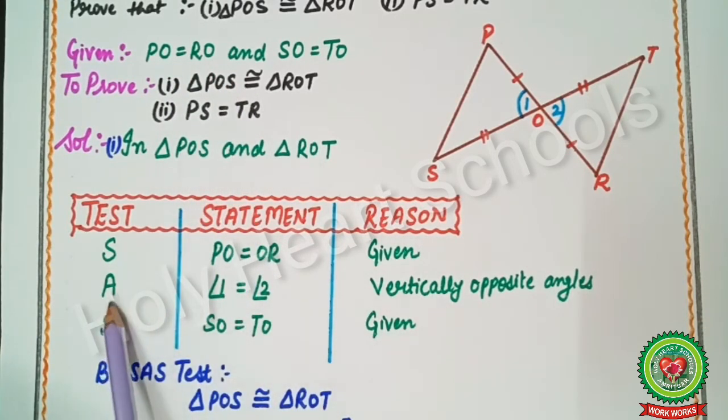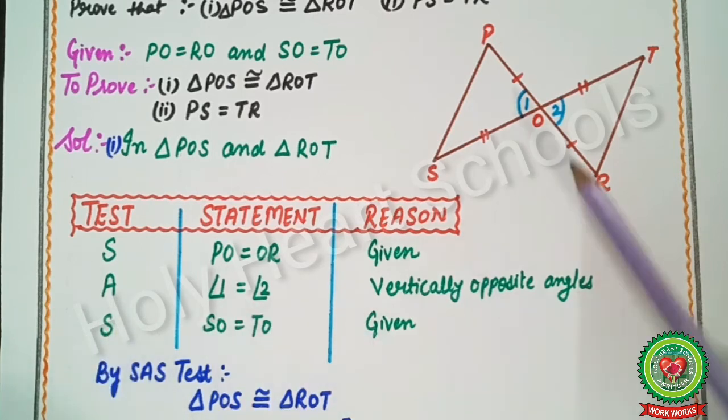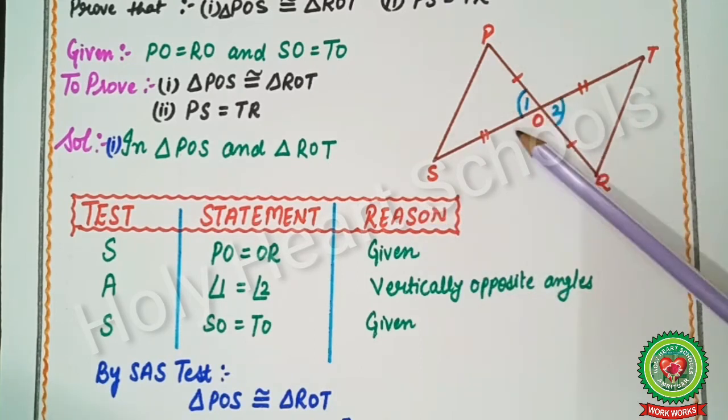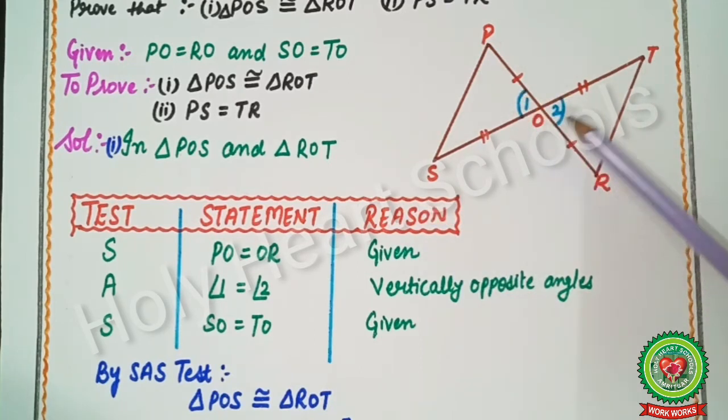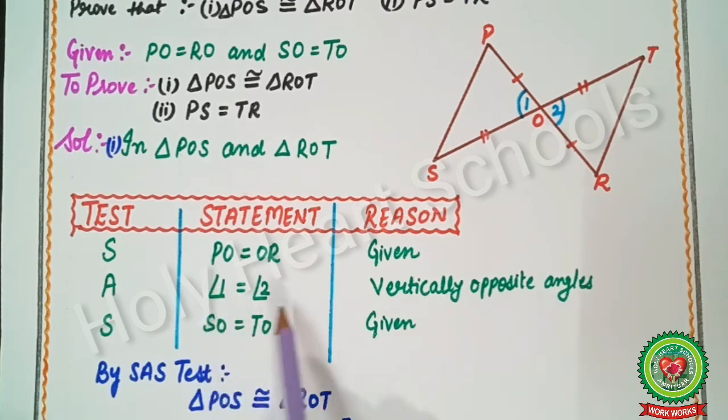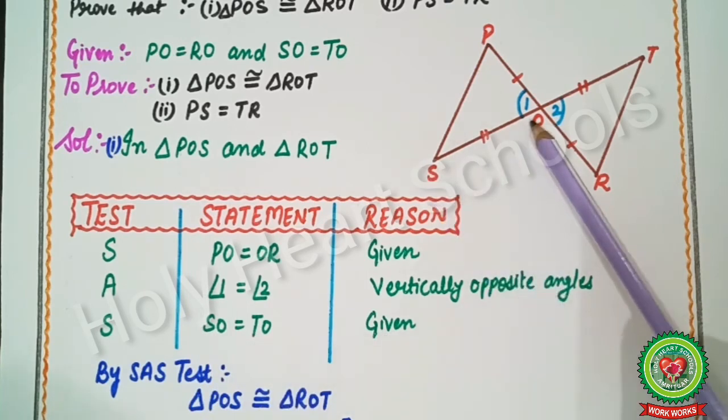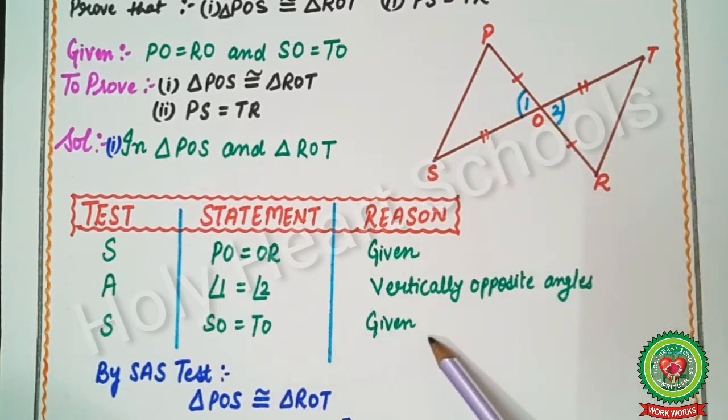Next, we are going to take the angles. Now, which angles are we going to take? Here you can see, students, this is the shape of X or cross. And in this shape, we can find the angles which are vertically opposite angles. So here we can take unknown angles, that is angle 1 and angle 2, which are equal to each other. Why? Because they are vertically opposite angles. So we will write here angle 1 is equal to angle 2, and the reason will be vertically opposite angles. Next is again a side. Which side are we going to take? SO is equal to TO, which is given. SO is equal to TO, that is already given to us, right?